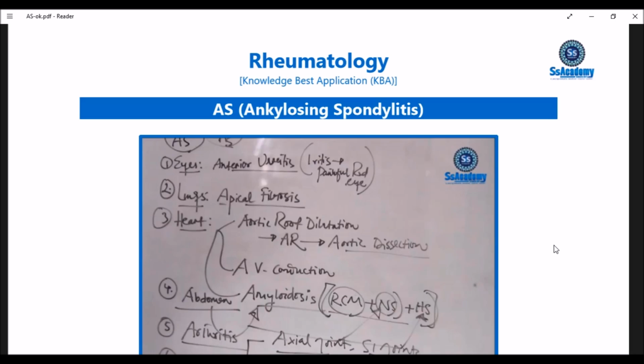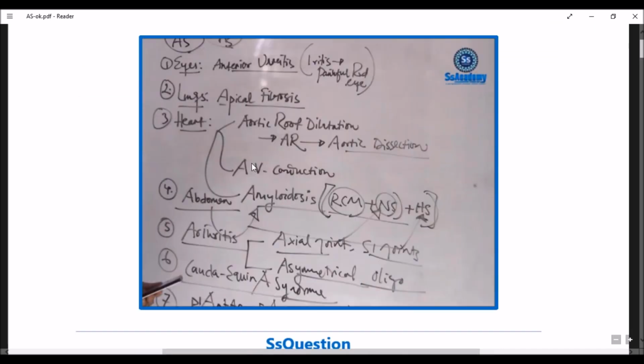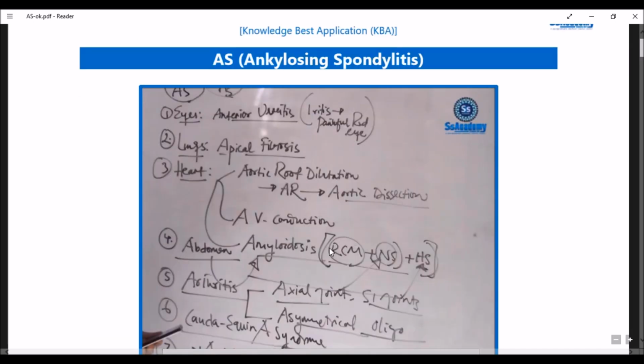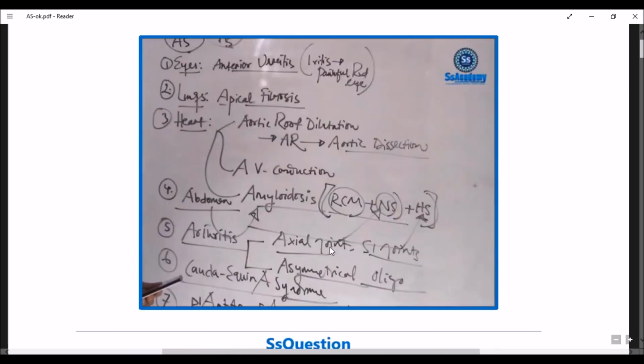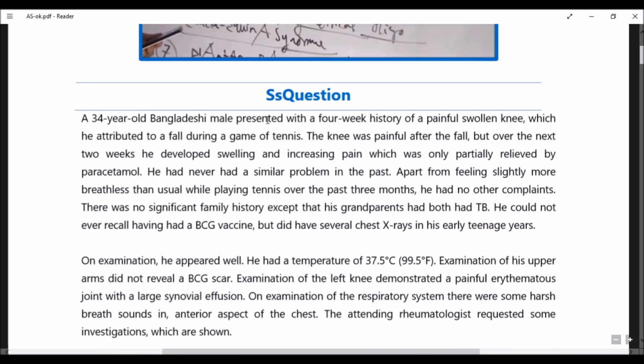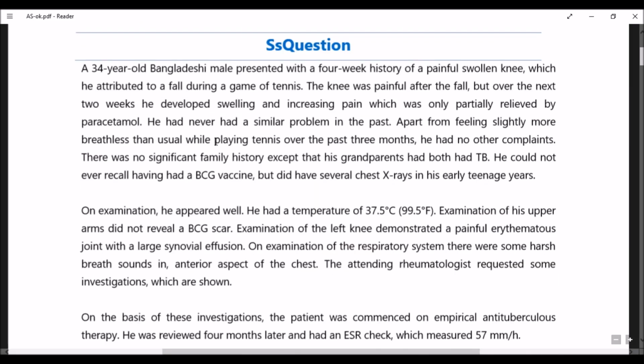We call it AS. Once again, the KBA file means the knowledge-based application or question-based approach. You have seen the SS box that is given, which you already have seen in your video lectures. Next is the question, alright?